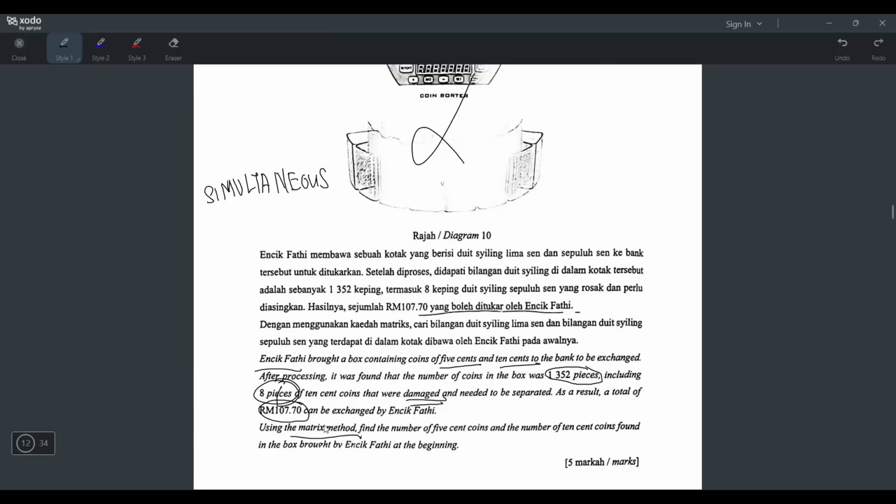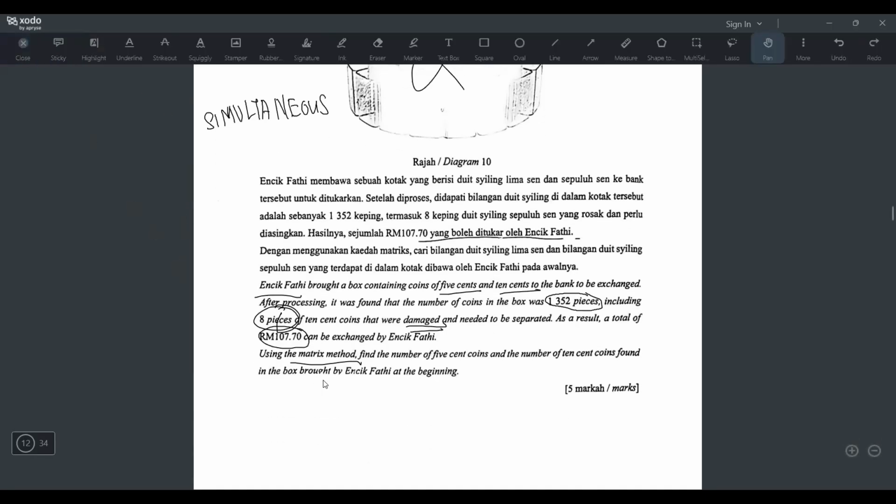Then what's the other method that you can use? The substitution method, elimination method. But you cannot use that method. They already said use matrix method, right? Okay, so now they say find the number of 5-cent coins and the number of 10-cent coins found in the box brought by Encik Fatih at the beginning.